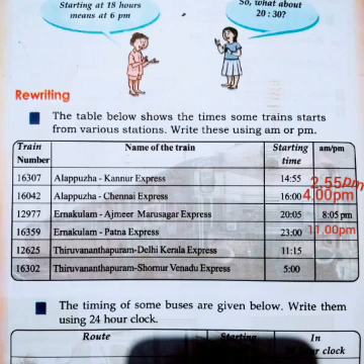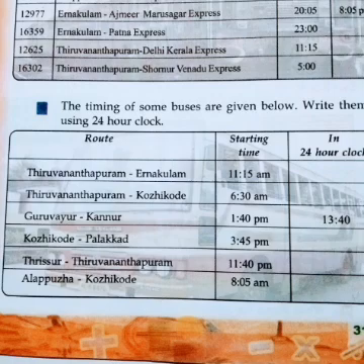Okay, the next one is Thiruvananthapuram Delhi Kerala Express 11:15. Is it greater than 12? No, less than 12. So our answer is also 11:15. AM or PM? AM. Thiruvananthapuram Shornur Venad Express 5. Answer is 5 AM.